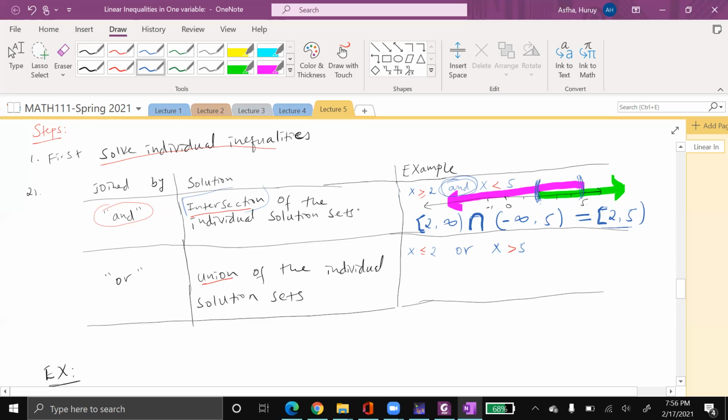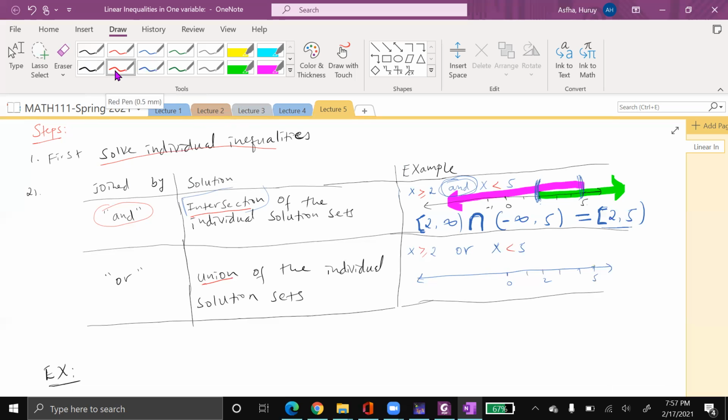Now, for this one, 0, 2, 3, 4, 5. And here we have x less than or equal to 2. Or let's put it the same way. Let's keep it the same way so that you can see the difference. I will use the same inequality, just like the first one.